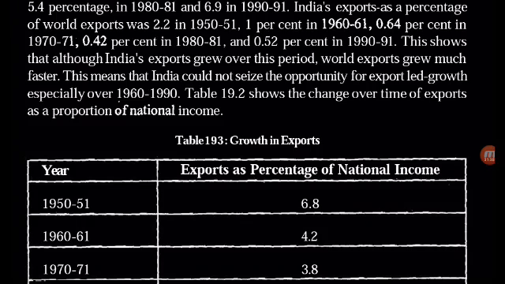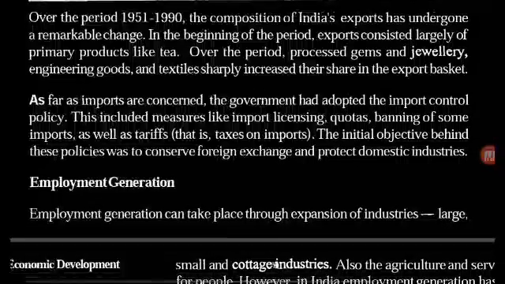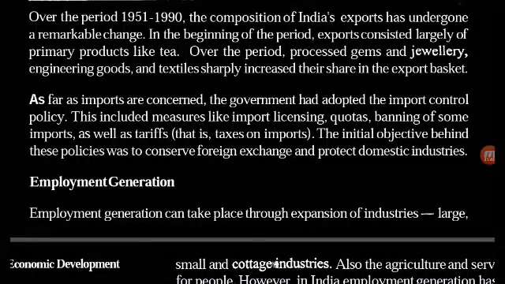In the beginning of the period, exports consisted largely of primary products like tea. Over the period, processed gems and jewelry, engineering goods, and textiles sharply increased their share in the export basket.